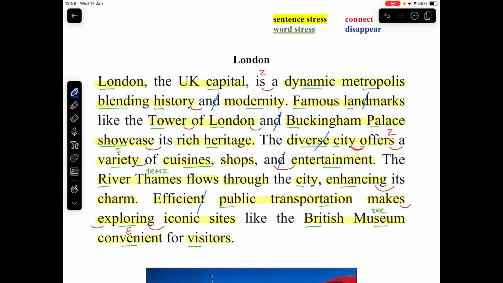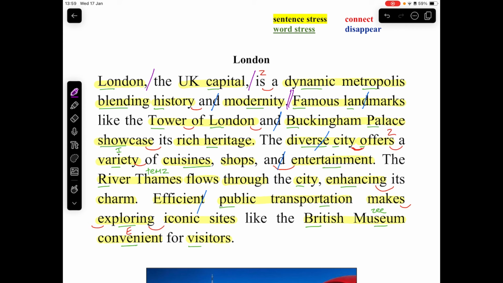The last thing I want to look at here is where we pause. It's important that you pause. This is a very common problem I see with my students. They don't pause as they're reading out loud. And the pauses are important for clarity. So let's take a look at this. London, the UK capital, is a dynamic metropolis blending history and modernity. I'm going to put a double line here to show you that you have a longer pause.